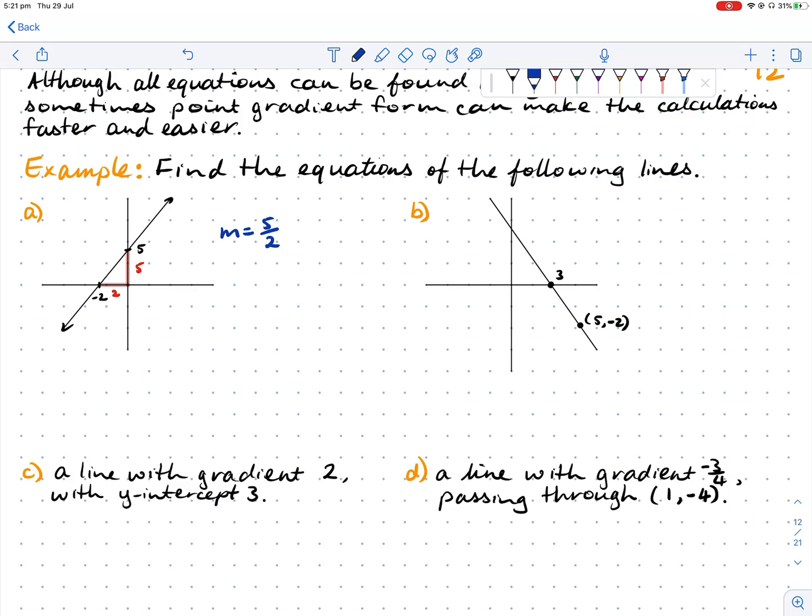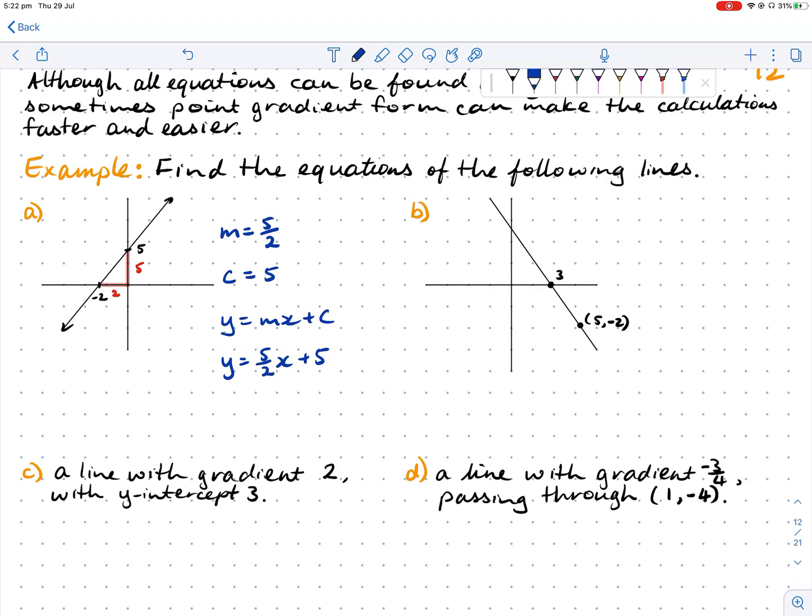So that's the value of our gradient. The y-intercept we can also read off this diagram. The y-intercept is 5. So simply when we go to write this into an equation, we're using y = mx + c. So if I substitute the gradient and the y-intercept in, we've got y = 5/2 x + 5. And that's going to be the equation of the line that you've got there.